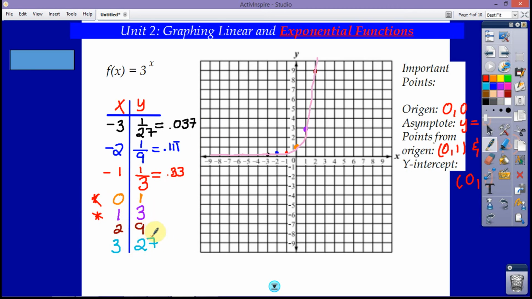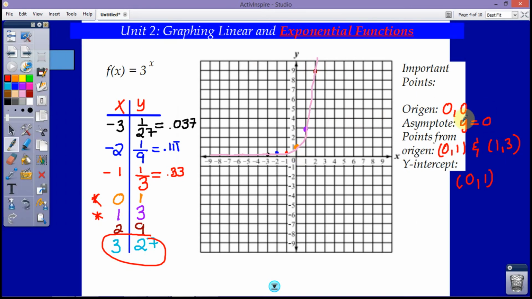Obviously, the point 3, 27, we cannot graph it because it goes outside our coordinate plane. The origin, again, is the center, 0, 0. The asymptote, you cannot see it. The asymptote is, again, the same line, y equals 0, because our graph will never pass through here. It always stays there. And the 2 points after the origin are here and here, which are the ones where I put the little asterisk, and the y-intercept is 0, 1.